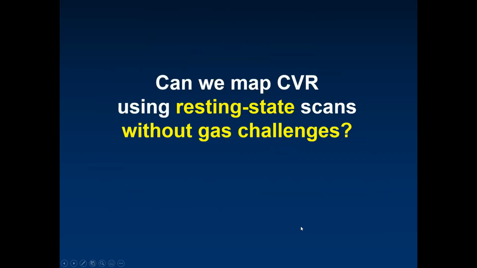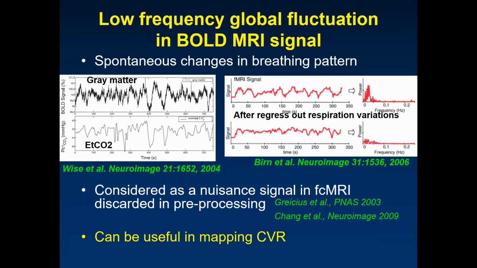So is it possible for us to map CVR using resting state scans without any gas challenges or breath holding tasks? And the answer is yes. So previous studies have shown that the global gray matter time course could be largely attributed to the end-tidal CO2 changes. And in another study, it is also shown that the low frequency global signal fluctuation can be largely reduced if we regress out the respiration variations.